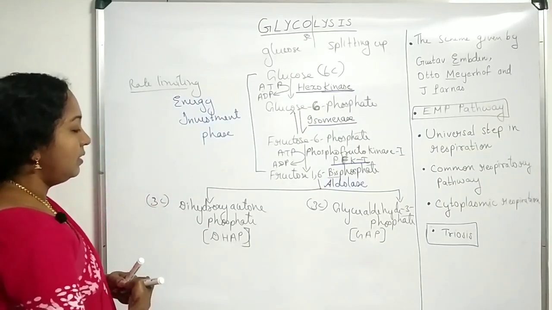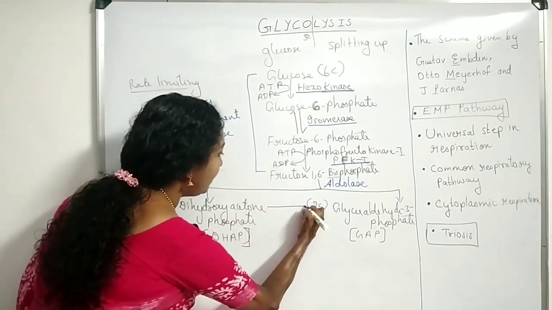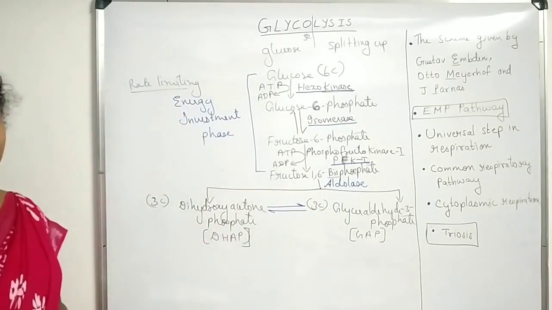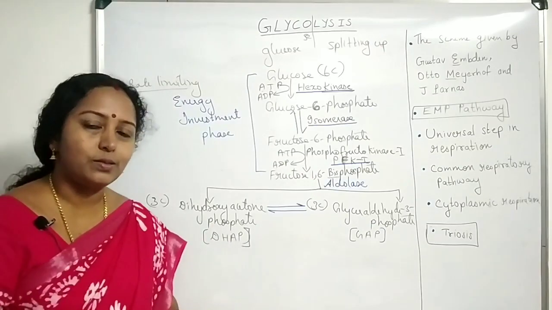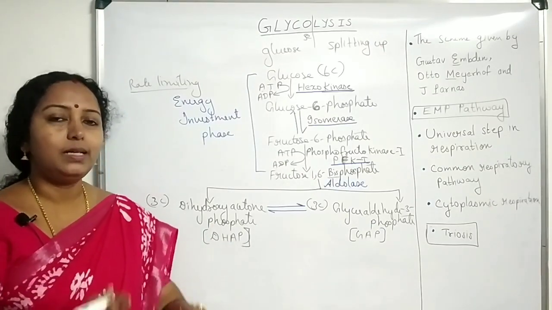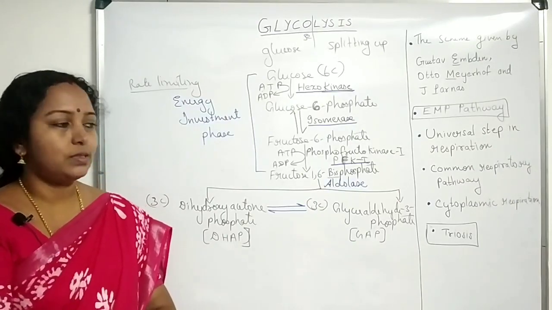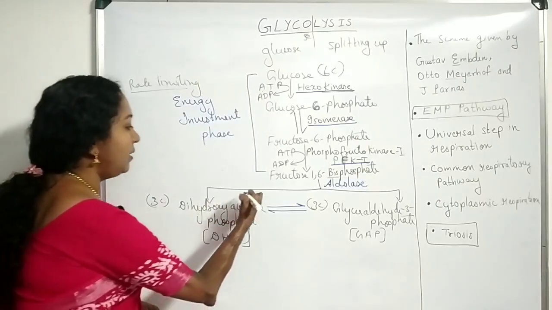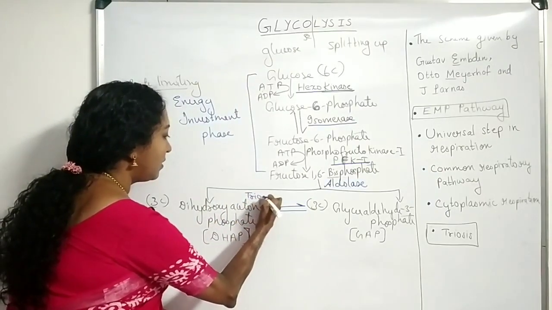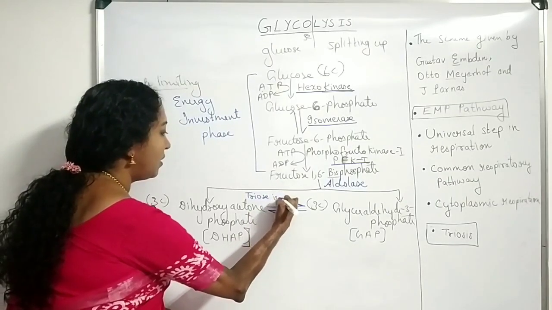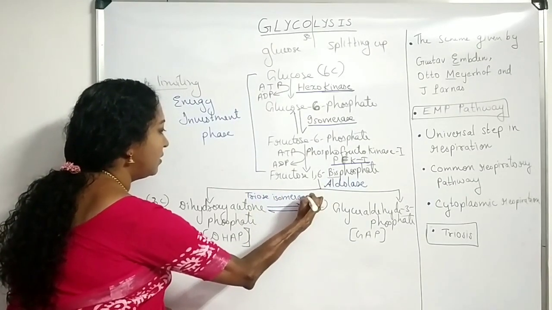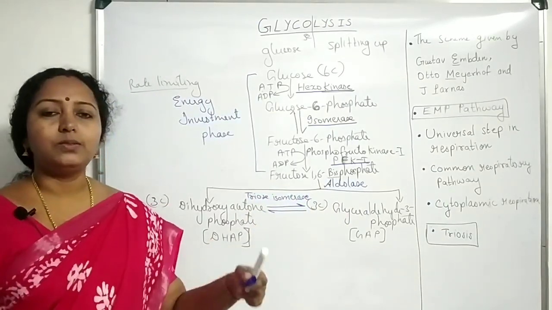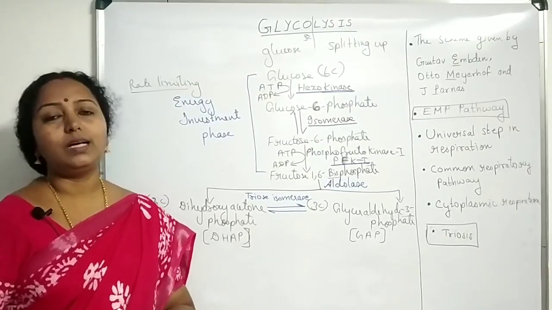Now interestingly, these 2 molecules are also interconvertible. They are also isomers. They are 3 carbon molecules, they are interconvertible, they are isomers. So which enzyme is doing this interconversion? It is done by triose isomerase. Isn't it very easy to remember all these things? 3 carbon isomers. So the enzyme involved is triose isomerase.